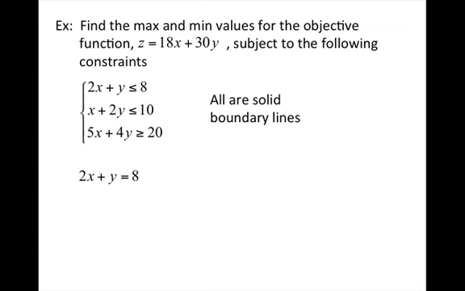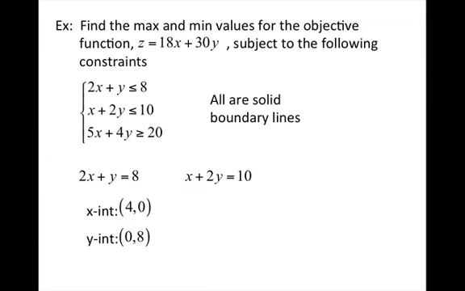If I begin with the first boundary line, 2x plus y equals 8, my x-intercept, I let y be 0, and I get 2x equals 8. If I divide by 2, I get x equals 4. So my x-intercept is the point 4, 0. For my y-intercept, I let x be 0, so I end up with y equals 8. So the y-intercept is 0, 8.